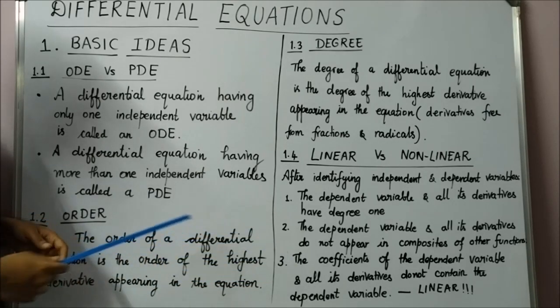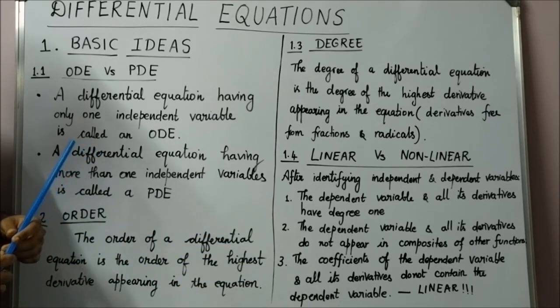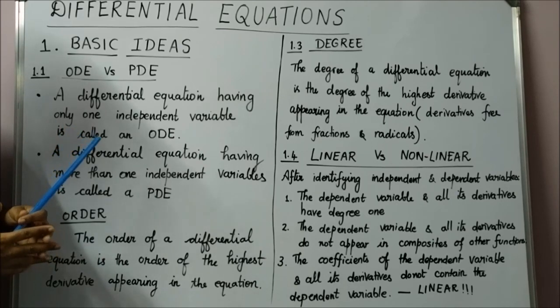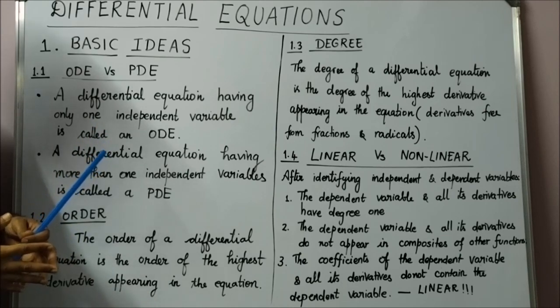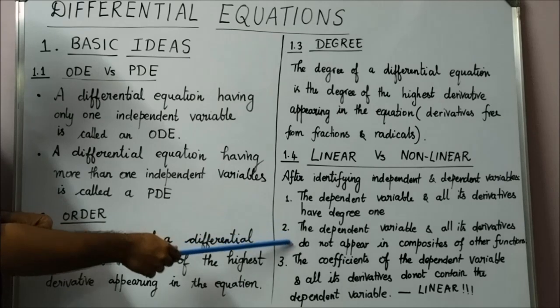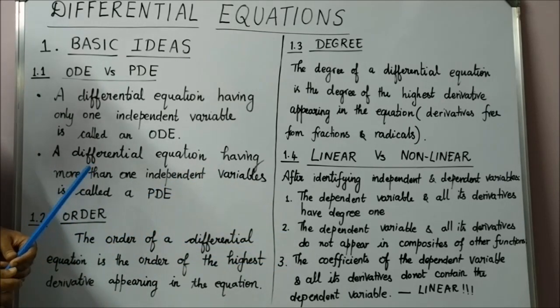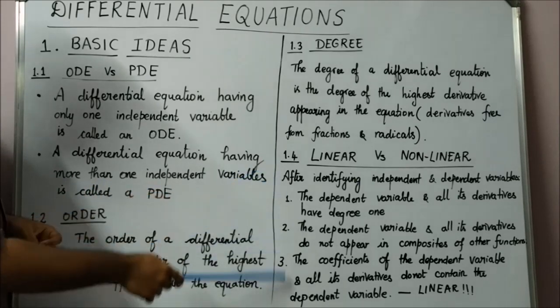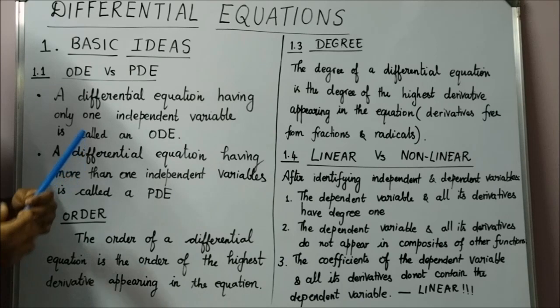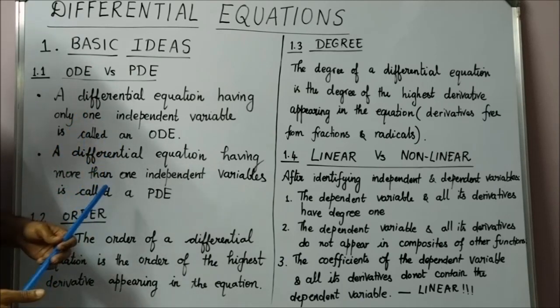The third condition is the coefficients of the dependent variable and all its derivatives should not contain the dependent variable. So the coefficients can contain the independent variables, but the coefficients should not contain the dependent variables. If these 3 points are satisfied, then your equation is a linear equation. So as I told you, this is not the basic definition of linear equations. Rather, this is a quick way to check whether your given equation is linear or non-linear.